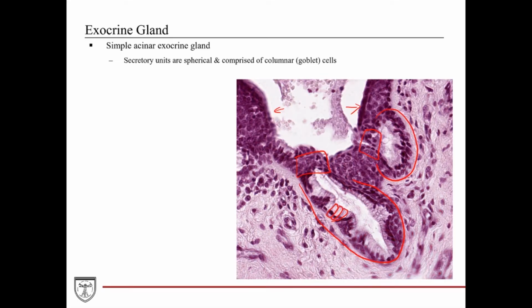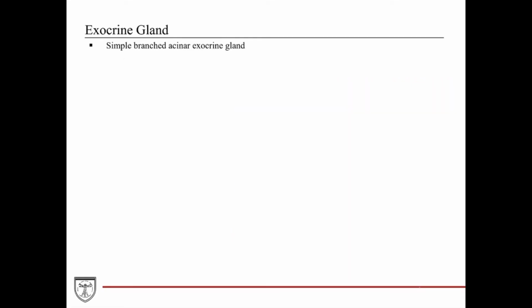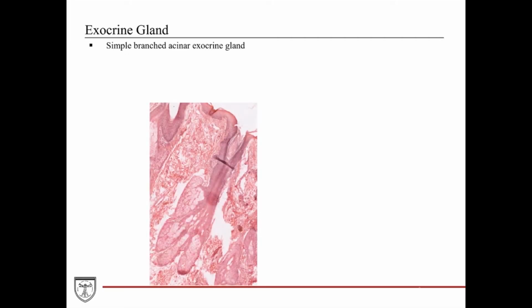And the ducts, as we saw just now, are fairly short and almost negligible. And this type of exocrine gland is fairly unique to the urethral glands along the urethra, particularly in males. The spongy urethra is where we'll find the simple acinar exocrine glands secreting mucin into the lumen. Then simple branched acinar exocrine glands are the ones with a number of spherical acini draining into a single duct. That's exactly what we see here.